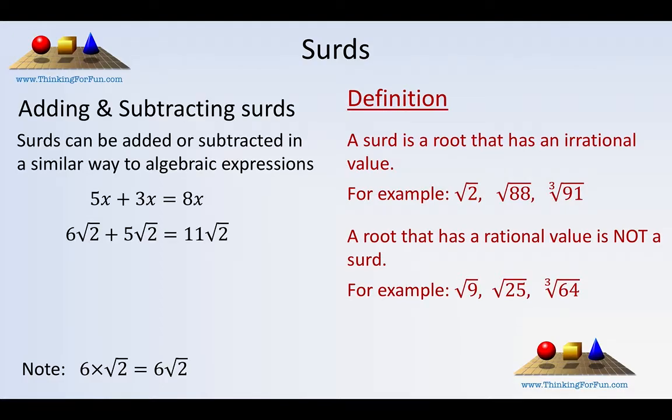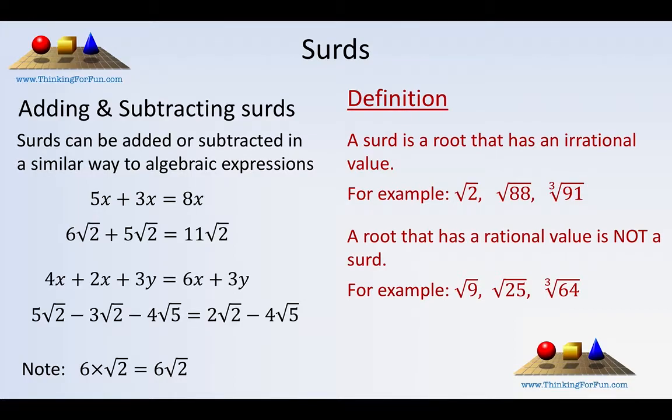Surds can be added and subtracted in a similar way to adding and subtracting algebraic expressions. Consider 5x plus 3x equals 8x. If you think of this as 5 lots of apples plus 3 lots of apples equaling 8 lots of apples, then similarly 6 lots of root 2 plus 5 lots of root 2 equals 11 lots of root 2. Examples involving more than one variable can be solved, like the one shown on screen.